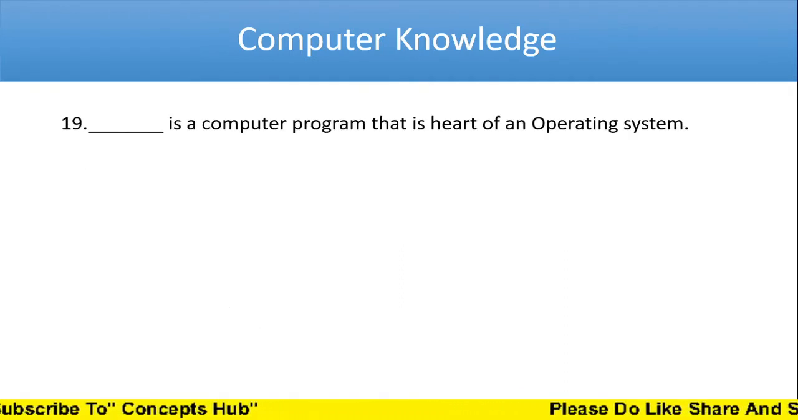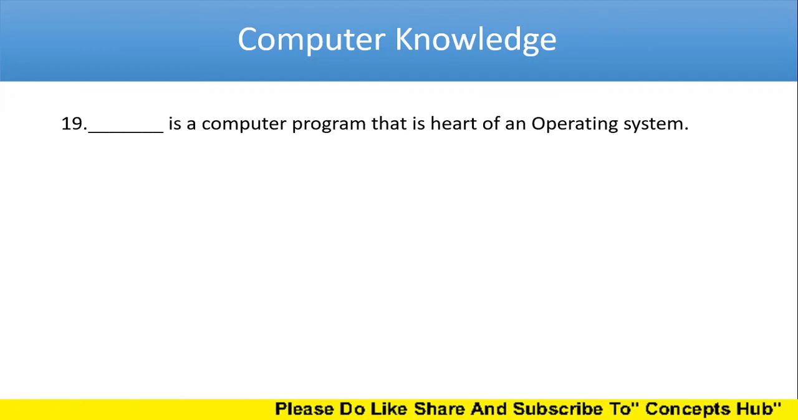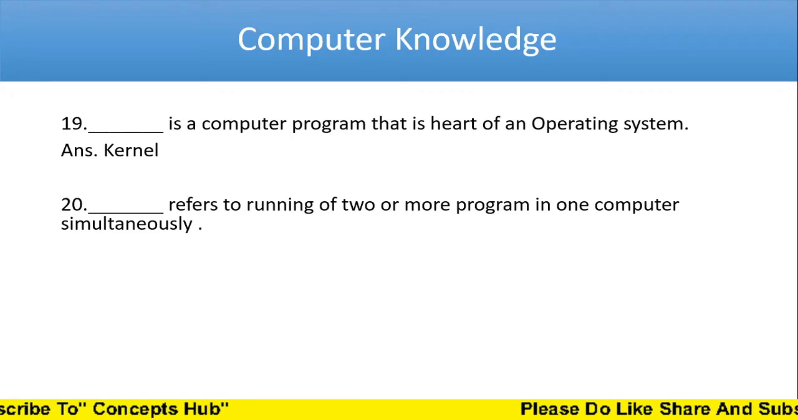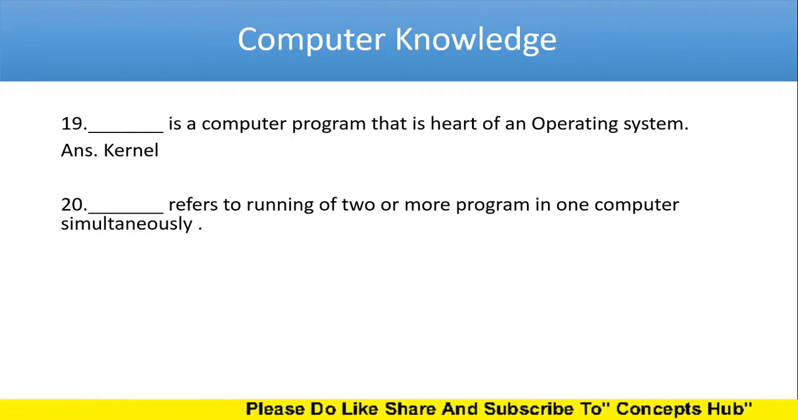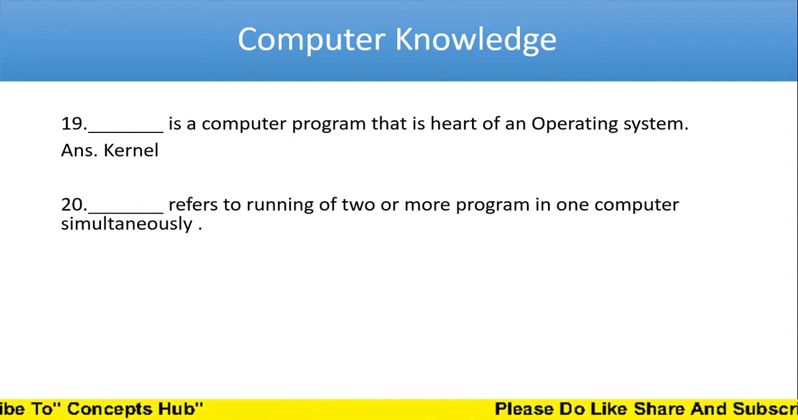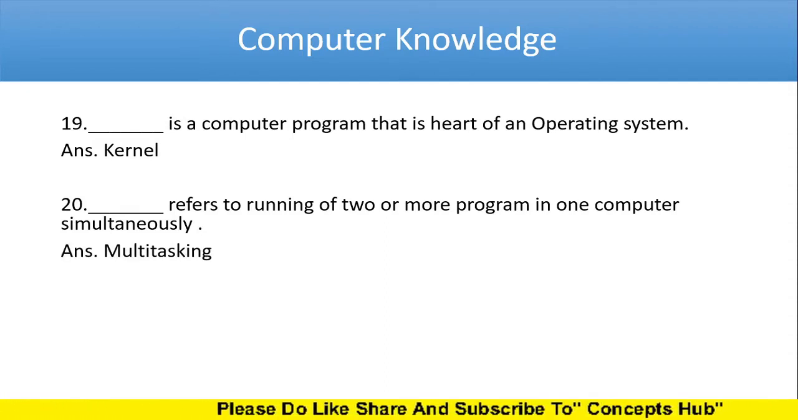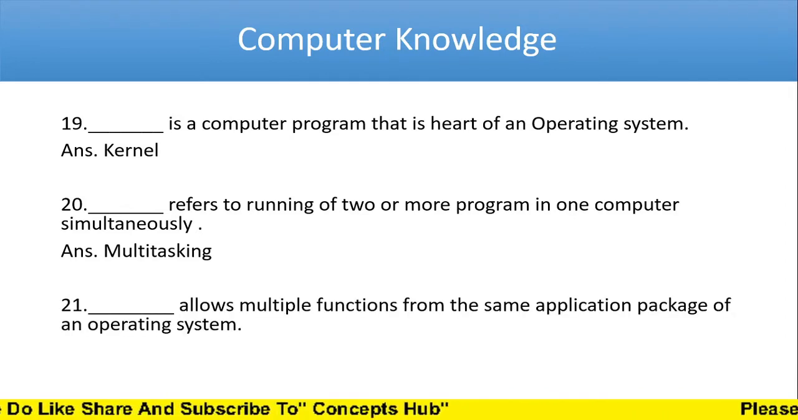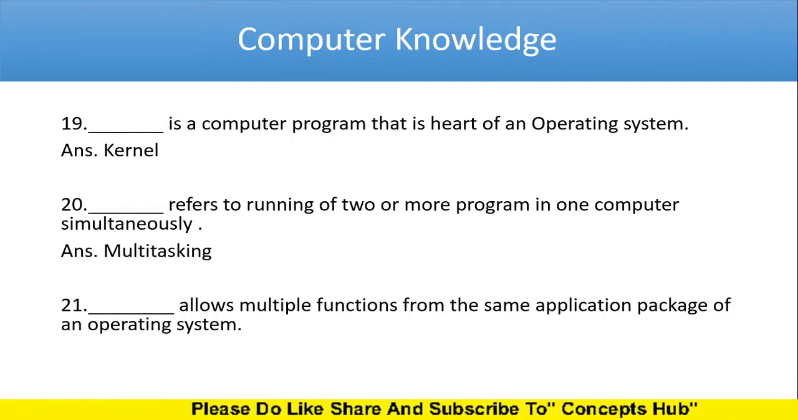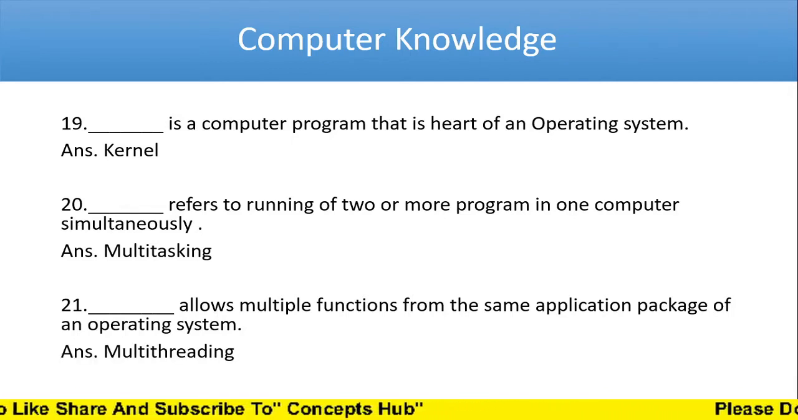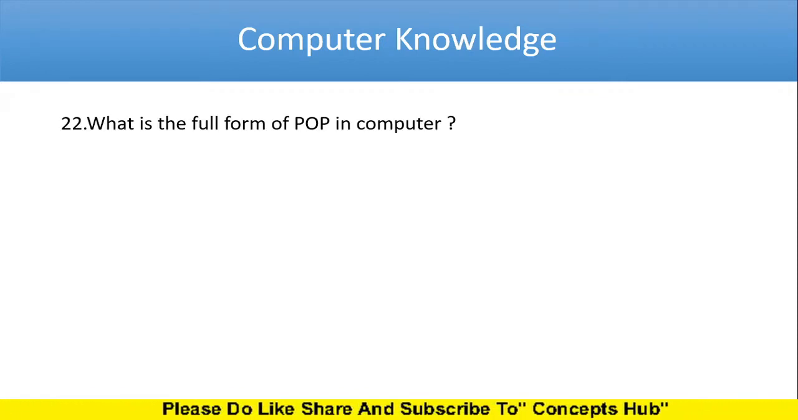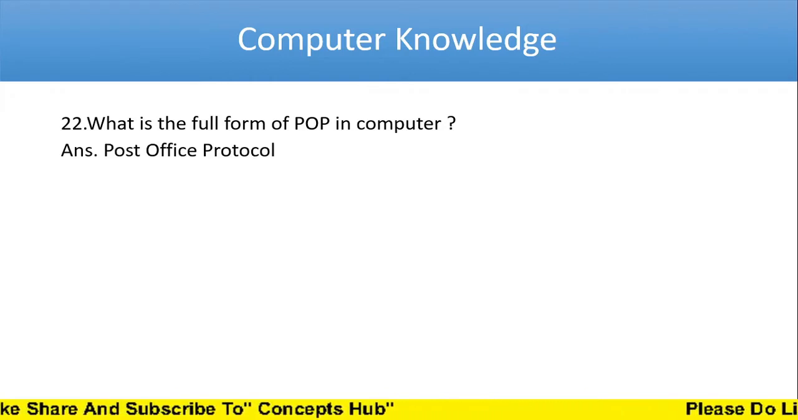Next question. Dash is a computer program that is heart of an operating system. Answer is kernel. Next. Dash refers to running of two or more programs in one computer simultaneously. Answer is multitasking. Next. Dash allows multiple functions from the same application package of an operating system. Answer is multithreading. Next. What is the full form of POP? Answer is Post Office Protocol.